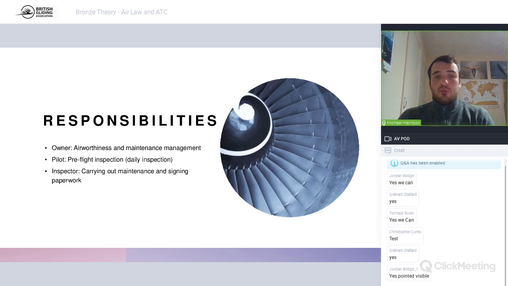But the owner is responsible for the airworthiness and the maintenance management of the glider. So that means making sure that all of the things that need to happen to keep the glider airworthy are happening, and making sure that the glider's got all the documentation it needs to be legal.